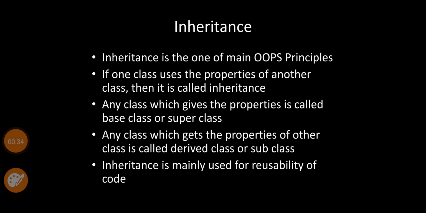Any class which gives the property is called base class or superclass. Any class which gets the property is called subclass or derived class. So these two main concepts should be observed in the concept of inheritance. What is superclass? What is subclass? Or in another way, what is base class and what is derived class?